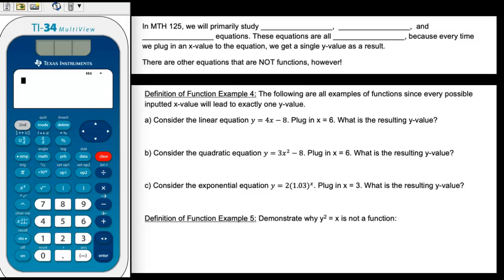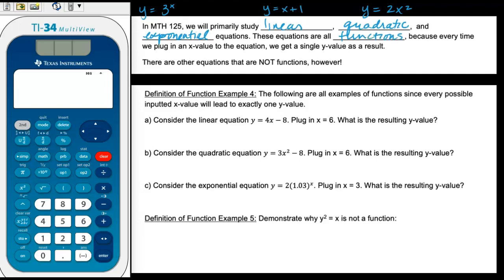So in Math 125, we primarily study three types of equations. We study linear equations, quadratic, and exponential. And just to give you an idea of what I mean by these, a linear equation might look like y equals x plus 1. A quadratic equation might look like y equals 2x squared. And an exponential equation might look like y equals 3 to the x, where the variable x is in the exponent location.